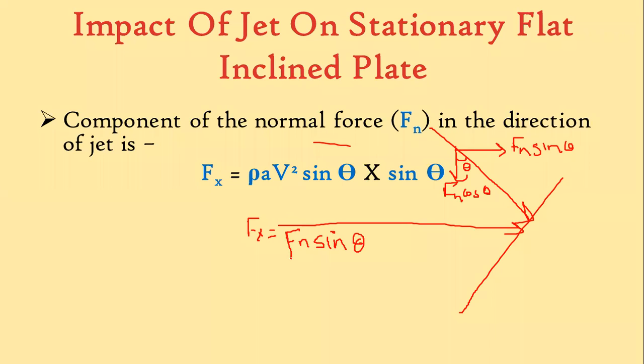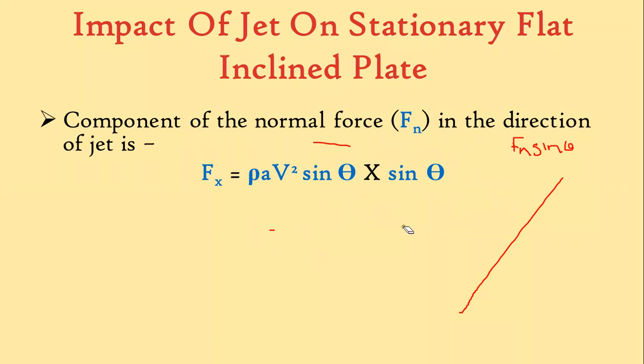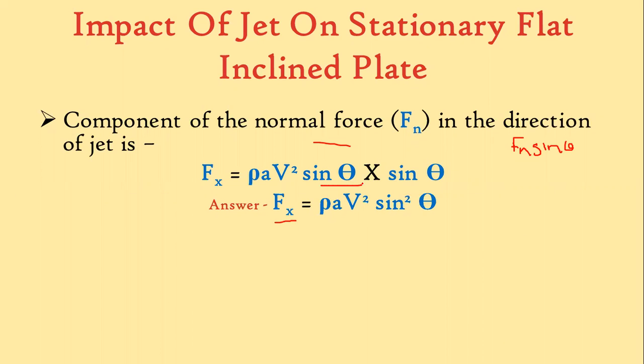But what is Fn? Fn is nothing but rho A v square sin theta, multiplied by sin theta. So Fx, that means force in the direction of the jet, is rho A v square into sin theta times sin theta, which will be sin square theta. So this is the value of Fx.